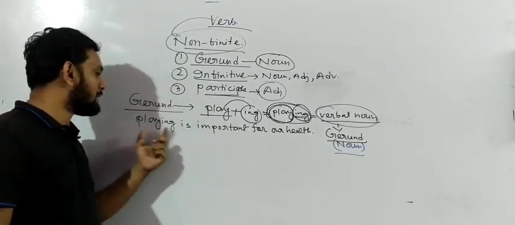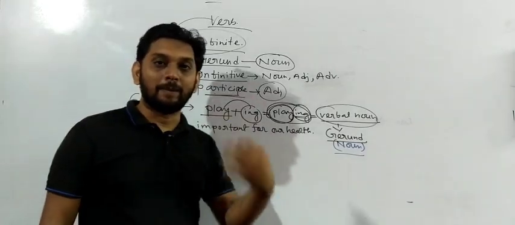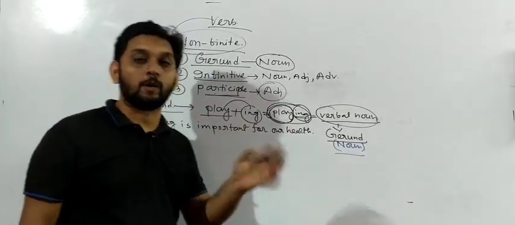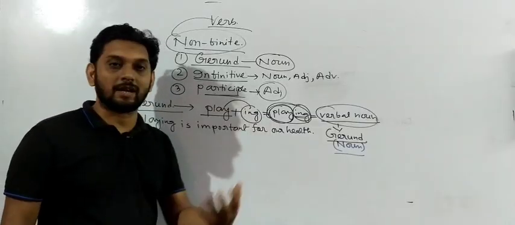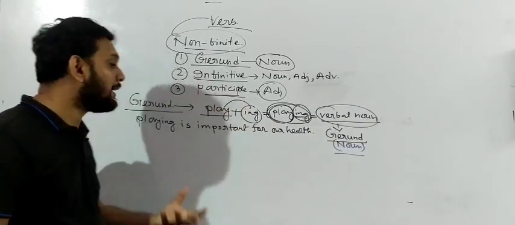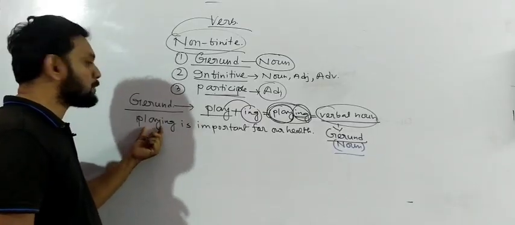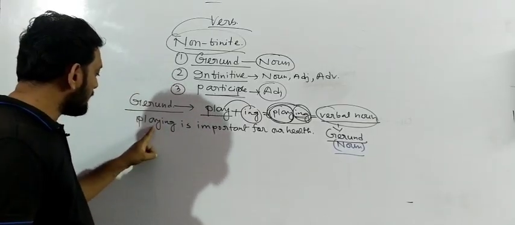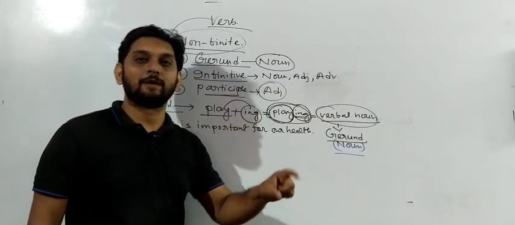Then you can easily tell me, sir, playing is the subject. But if I ask you how does playing act as subject over here, or what would be the function of this word, you might struggle to give the answer to this question. Why? Because you could not understand what would be the function of this word, even though this word playing also can act as the verb of a sentence.